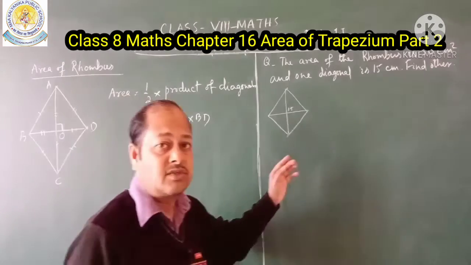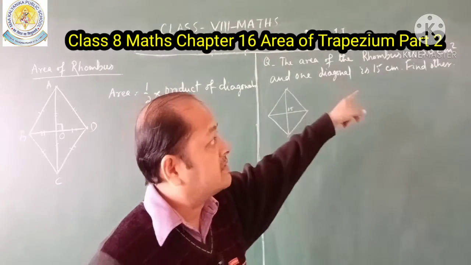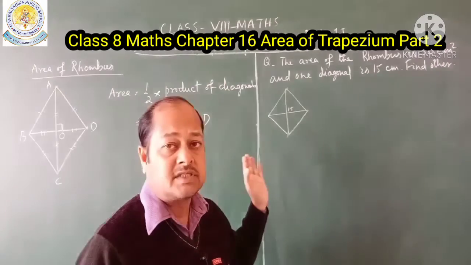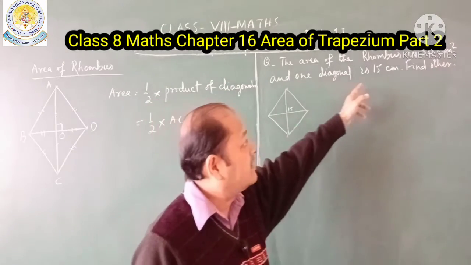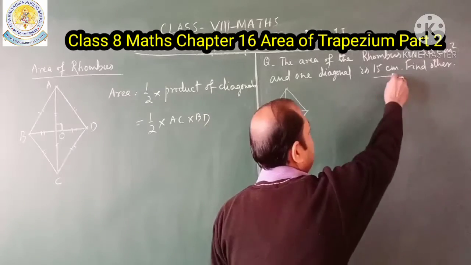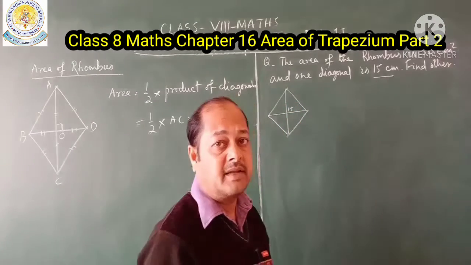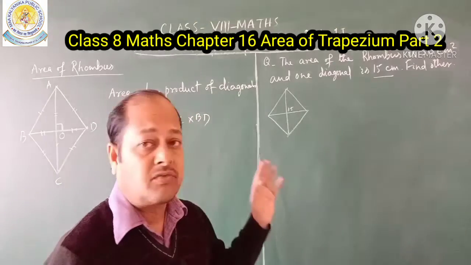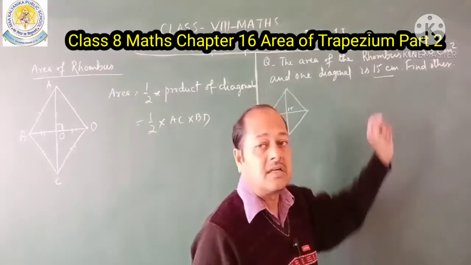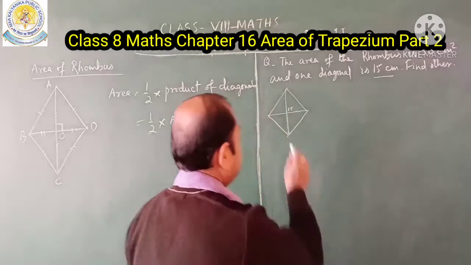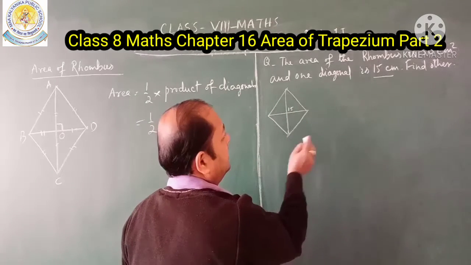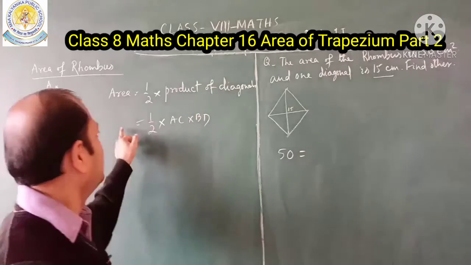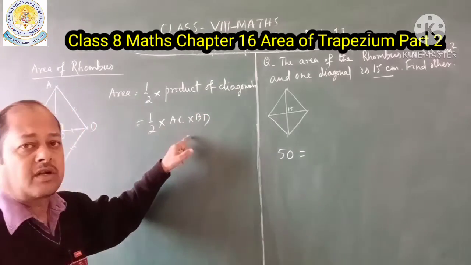What is the question? The area of the rhombus is 50 centimeter square, and one of the diagonals is given, that is 15 centimeter. So what is given here? The area and one of the diagonals. What is to be found? The other diagonal. The area is 50, and our formula is area equal to half into the product of the diagonals.